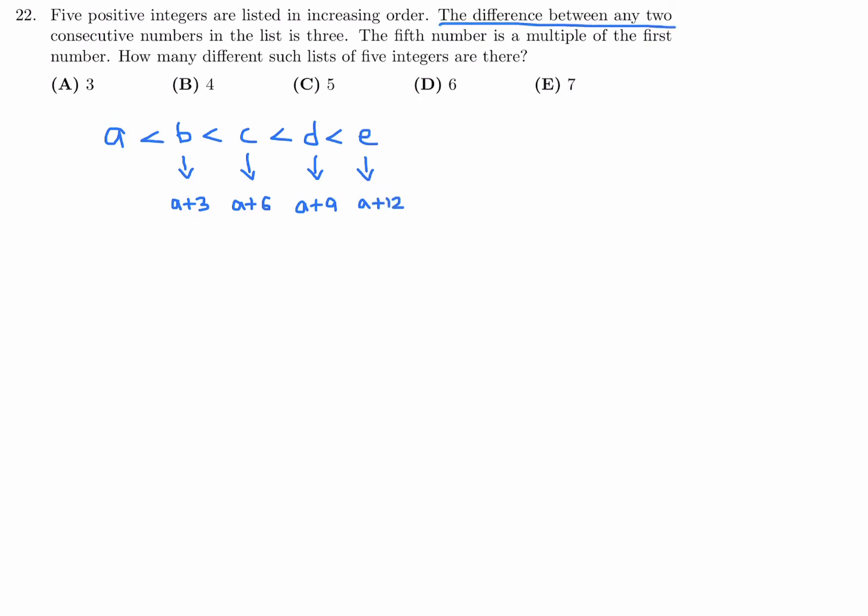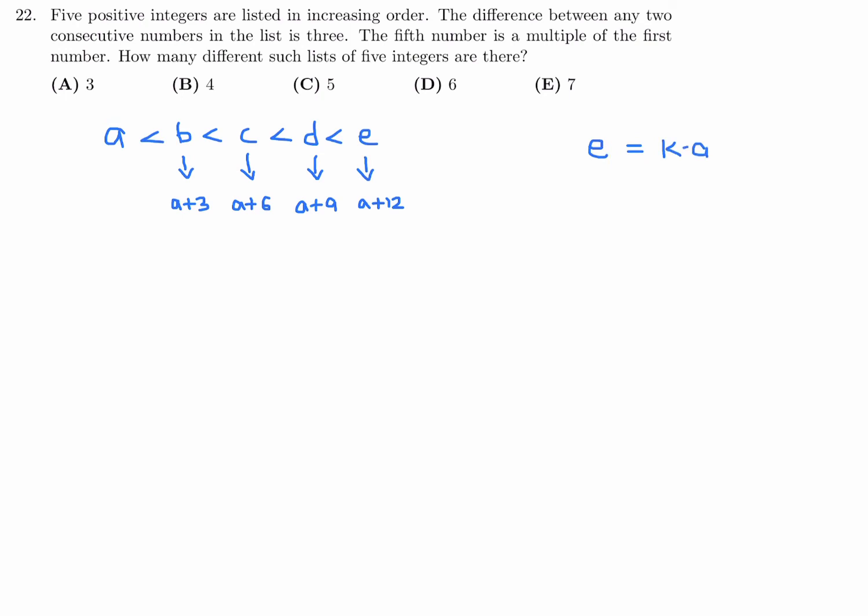Exactly based on that sentence: the difference between any 2 consecutive numbers in the list is 3. That's the only way that will be possible. Then the next sentence says the 5th number is a multiple of the first number. So the 5th number, E, is a multiple of A.